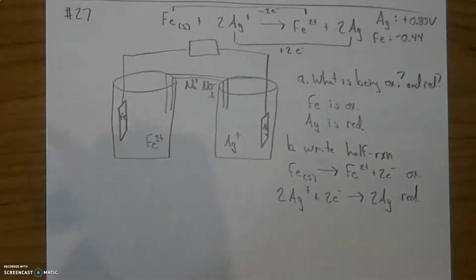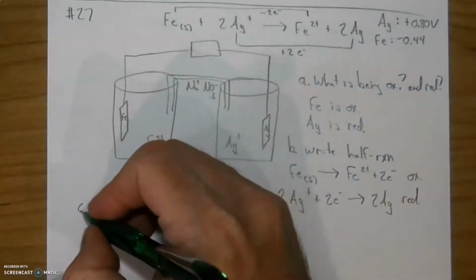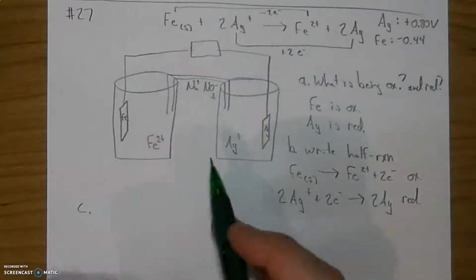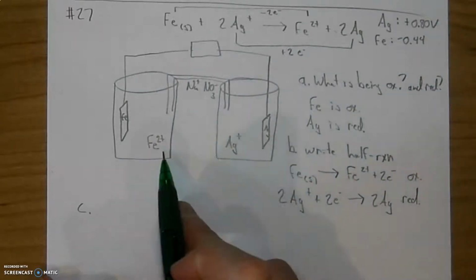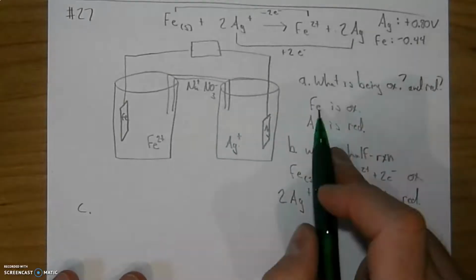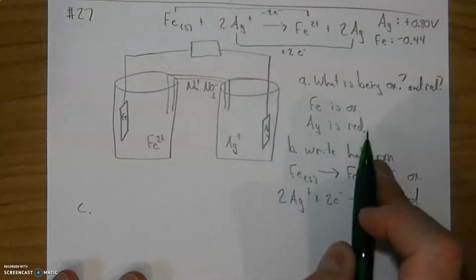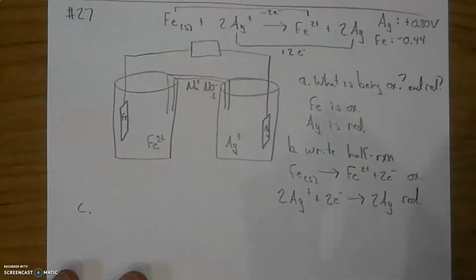We're going to start this lecture off finishing up a problem which we were doing on a previous lecture, which was number 27, which is actually an assigned homework problem. We just got done with A and B, and we're on C. So just to refresh a little bit here, we're looking at a voltaic cell in which we have iron and silver going through this reaction. We've discussed that iron is the element that is being oxidized and silver is being reduced. And these are the two half reactions that go along with it.